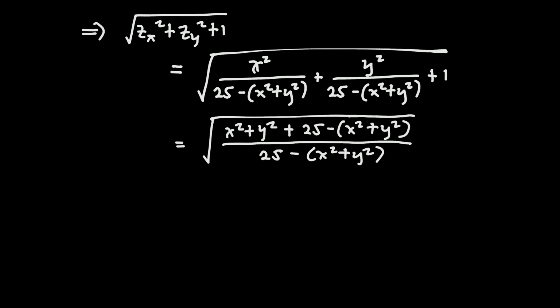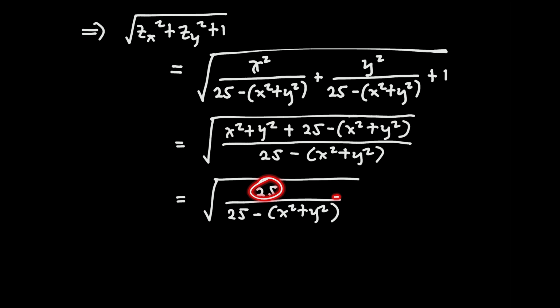Here, notice that when 1 is multiplied by this LCD, we have this value. So that we can cancel x squared and we can cancel y squared. Hence, we are left with square root of 25 all over this LCD. So that this one gives us the value equal to 5 and this one gives us the value r squared. Hence, we have this simplification.